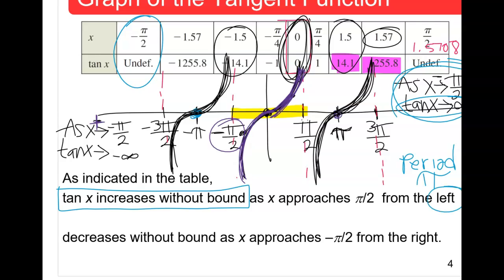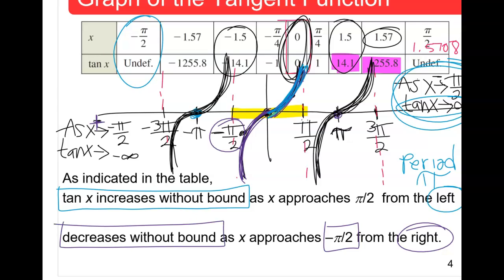That was from the left, this one. This is from the left side of the asymptote. And the other one is from the right side of the other asymptote, negative pi over 2. And in that case, we say that tangent of x decreases without bound. That's another way for us to say it approaches negative infinity.